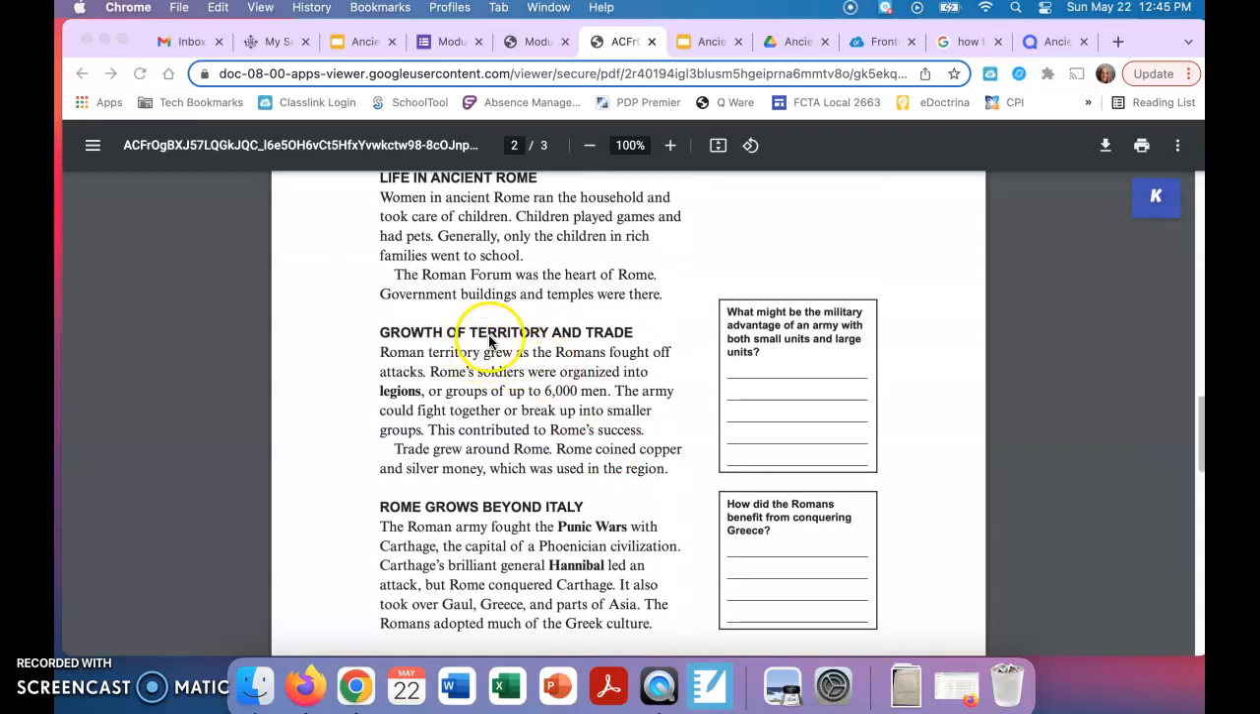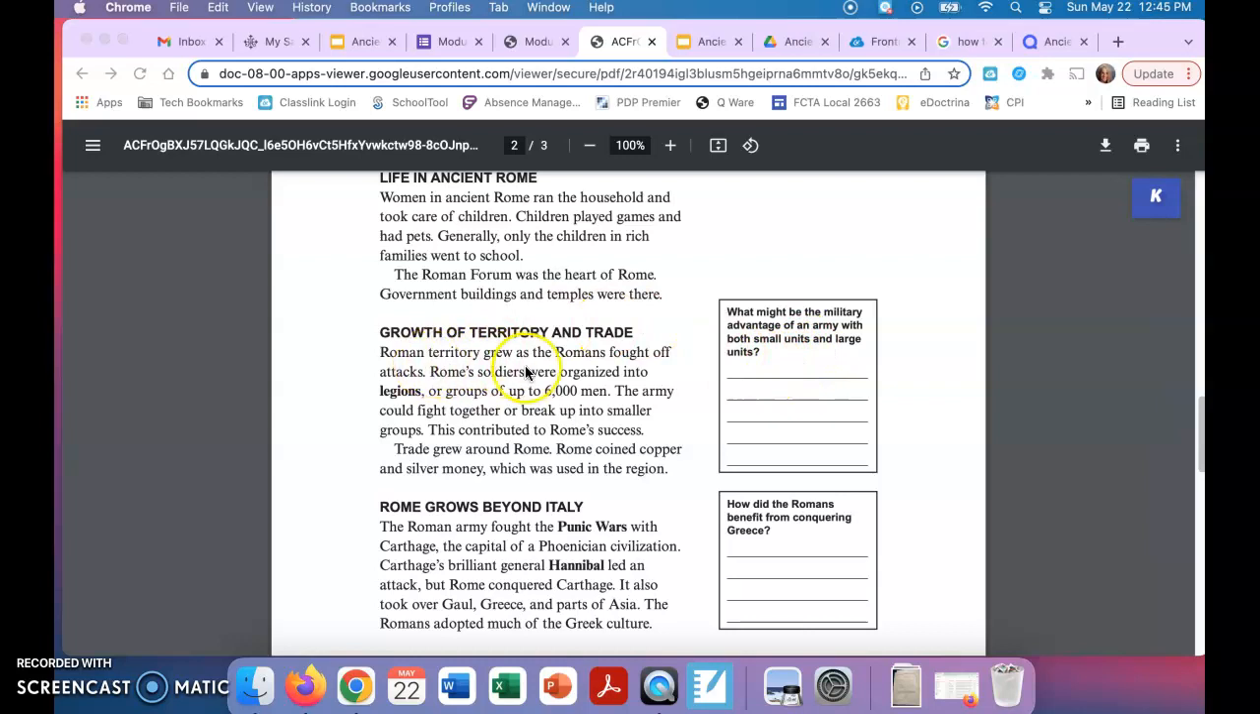Next section, growth of territory and trade. And you're going to answer this question from this section. What might be the military advantage of an army with both small units and large units?